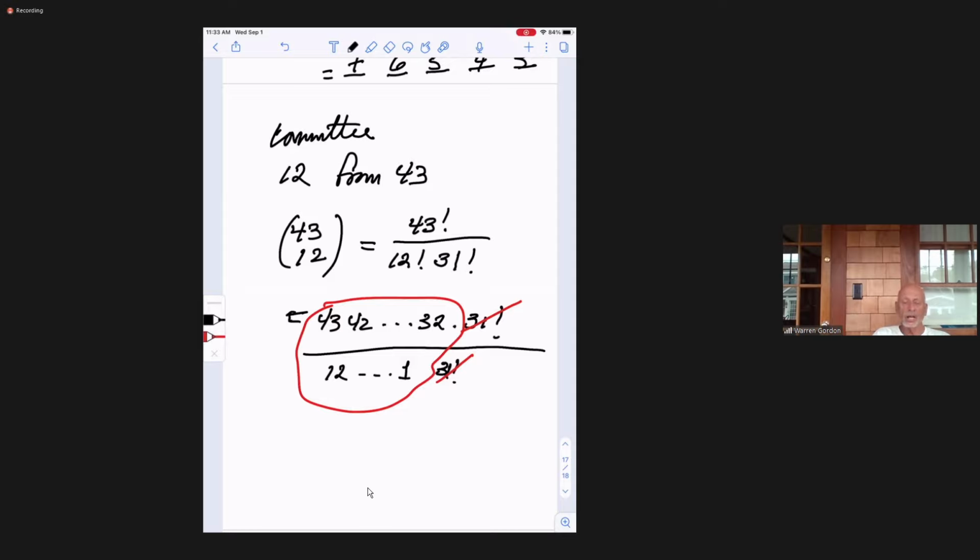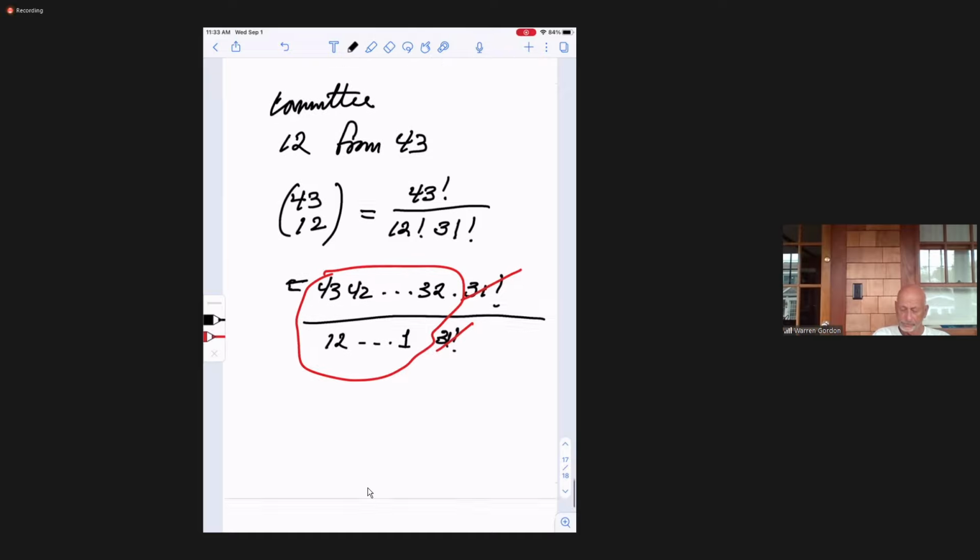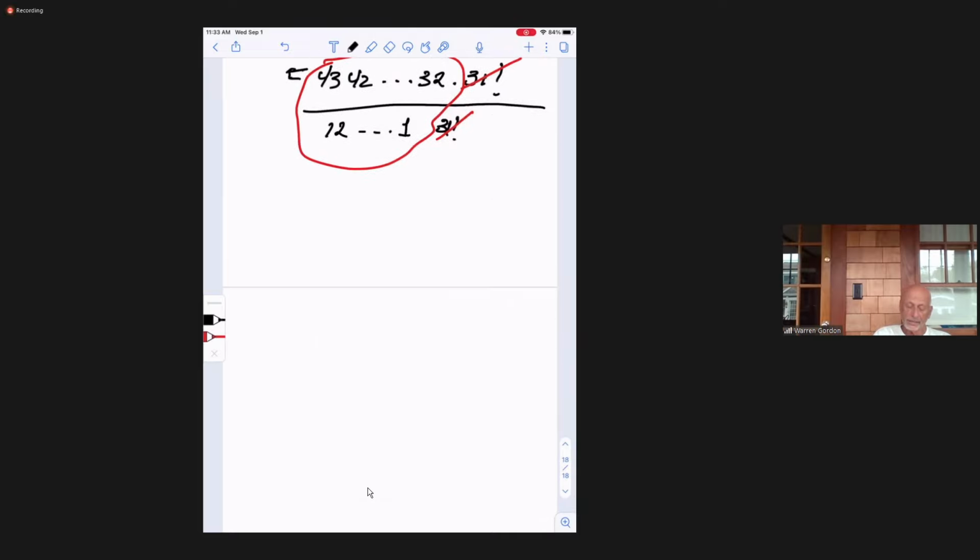So let me consider a non-trivial example involving combinations. Let's suppose I have 8 men and 5 women. Question number 1.